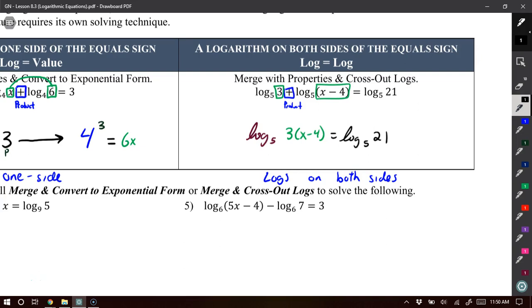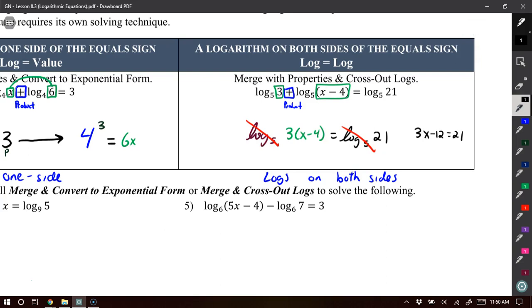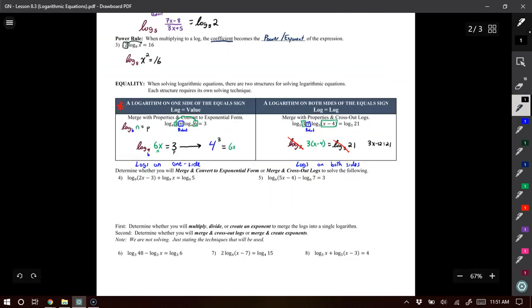So it's simple. If it's log equals log, guess what? You can cross out the logs because they're the exact same. What power of 5 on the left side and on the right side? What power of 5? They are the same base. So I can just say, and I'm going to distribute, 3x minus 12 equals 21, and I have the ability to solve that. So we learn the properties of merging so we can set up for solving. In these problems, what we're trying to figure out is not solving them. We're going to set up for solving.